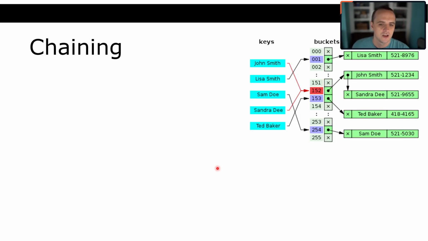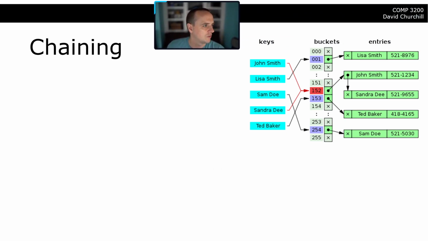Okay. Chaining is a very popular solution. Let me move myself over here so I can just see this. So for chaining, each bucket is not just an entry, but it's actually the beginning of a list.